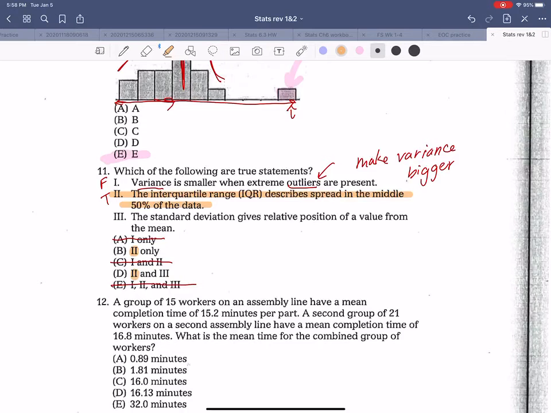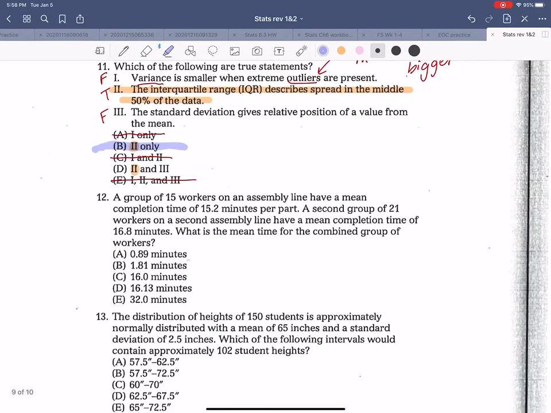The standard deviation gives a relative position of a value from the mean. It's not a relative position. No. The standard deviation tells you the average amount that any one value is from the mean. So that would be false. So I'm going to pick 11. We will pick B.